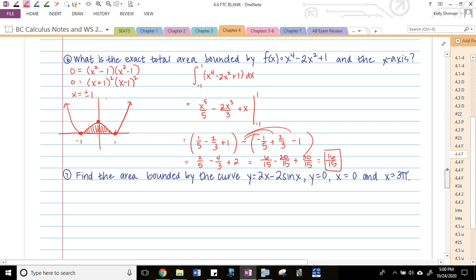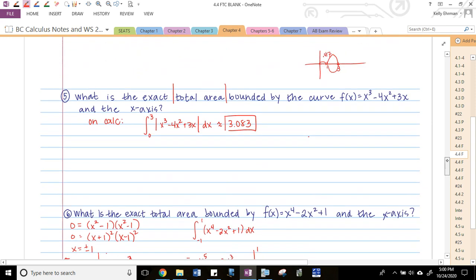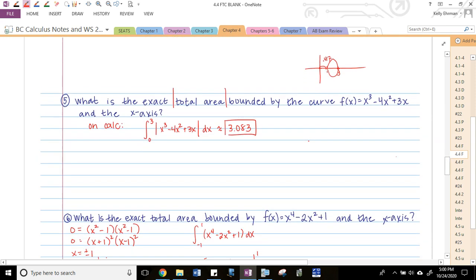Now, I want to go back to this one. I thought that on 6 I was going to have to split things up. What if this was a non-calculator problem? So let's go back to our little graph here. We would have graphed it. I'm going to make this bigger. We would have factored out an x and then factored. And then found the zeros.